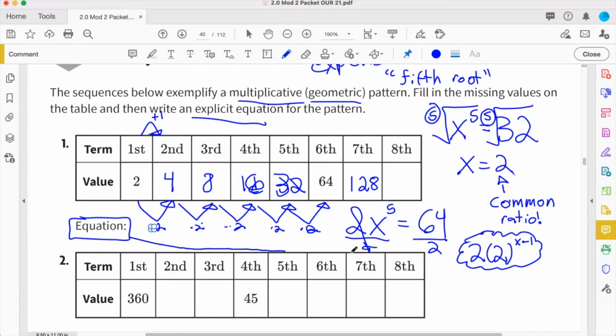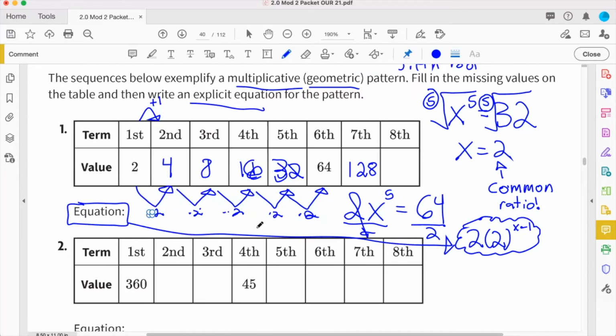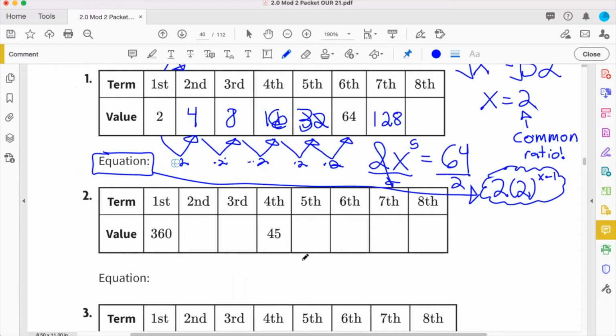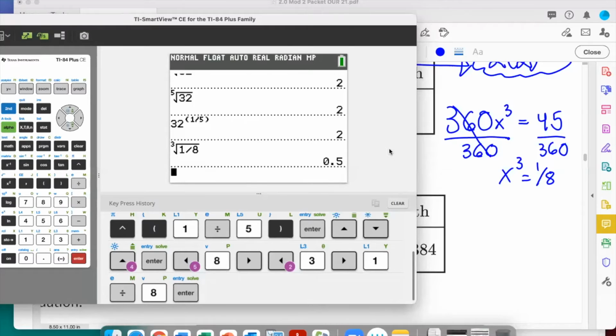There it is. Take a moment. Try problem 2. If you think you're good with this stuff, try problem 2. See what you come up with. So if you set up this problem correctly, you should have had 360 times x being cubed equals 45.